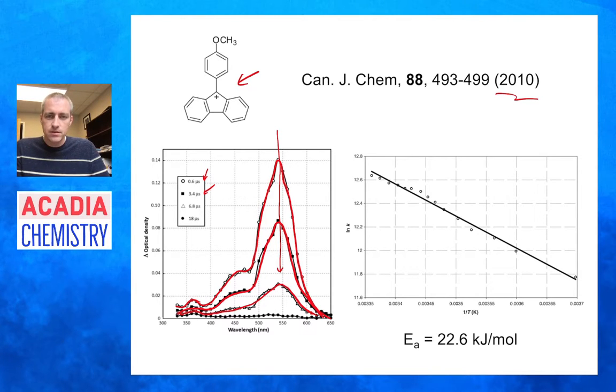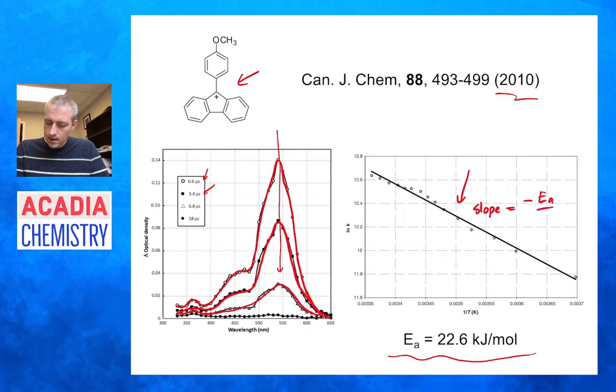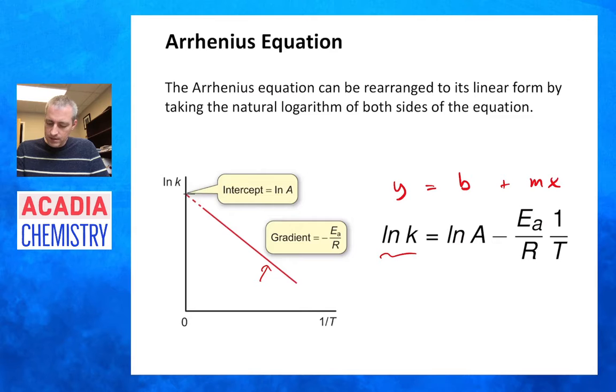Using this technique, we're able to measure k. If you do it at different temperatures and then you plot ln k versus 1 over T, you get a straight line like we saw in the previous slide, and you can get the activation energy from the fact that the slope is equal to minus Ea over R, like we saw in the previous slide.